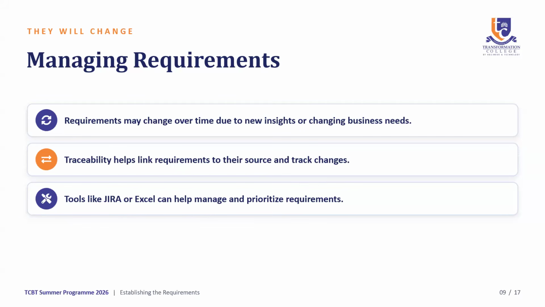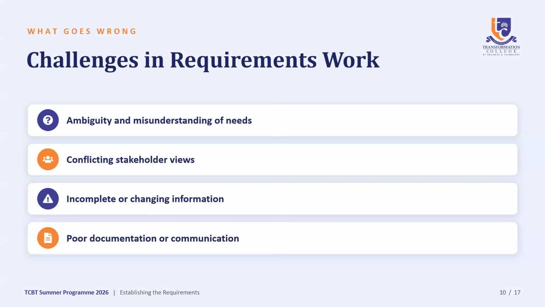Again, tools like Jira, Excel, and Google Sheets help manage and prioritize requirements. Challenges in requirements work: once again, as we've mentioned earlier, we have ambiguity and misunderstanding of needs, especially when the process is not documented, or where there is no clarity, which is what we spoke about earlier when it comes to verification.